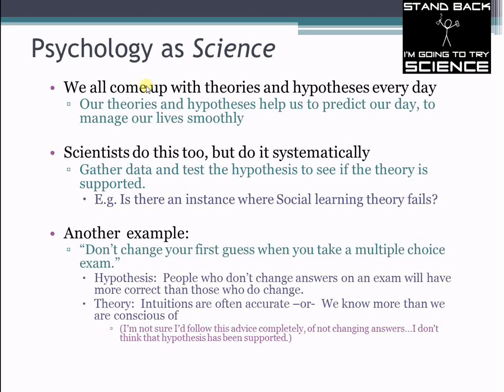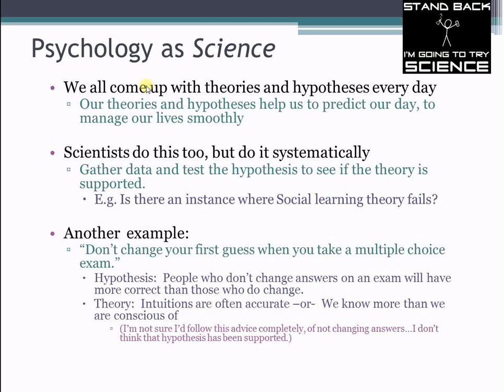So another example: we have this intuition, this theory that our intuitions are accurate. And this might lead us to the hypothesis that you shouldn't change your first guess when you're taking a multiple choice exam. The idea here is that people who don't change their answers are going to get more correct than those who do change, right? That's a specific hypothesis. And the theory is, well, our intuitions are accurate.